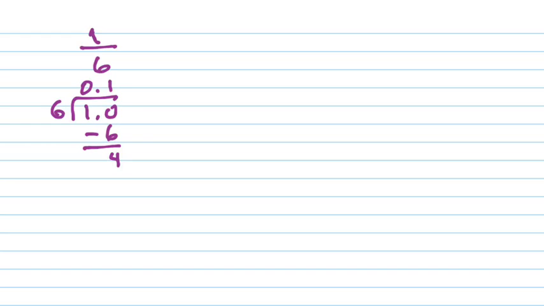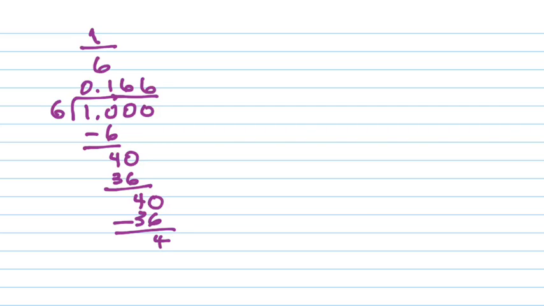6 won't go into 4, so we need another 0. 6 goes into 40 how many times? 6 times, which is 36, which gives us a 4. So we add another 0. 6 goes into 40 how many times? Which is 36. We subtract and get another 4. So what's happening? It's another pattern. It's repeating again. But notice this time we got a different number other than 1. It's going to be a 4 over and over and over. So it's not always a 1, but it will always be the same number all the time.